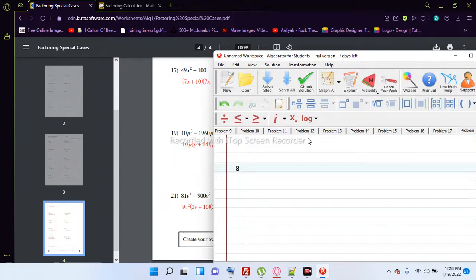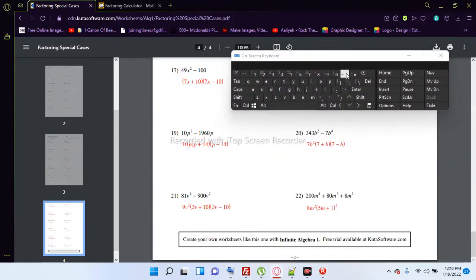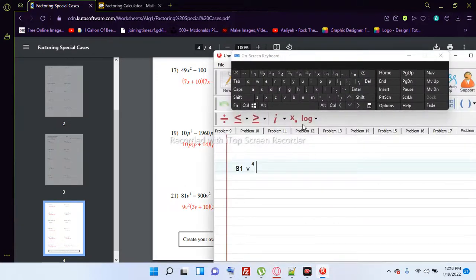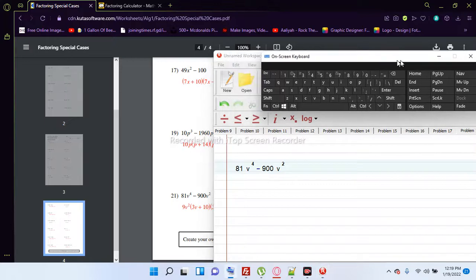So it's 81v, shift in the 6 key, again, to the fourth power, double click it in the front, minus 900v, shift in the 6 key, squared. So we have that wrote up correct. 81v to the fourth power minus 900v to the second power, right? Or squared.